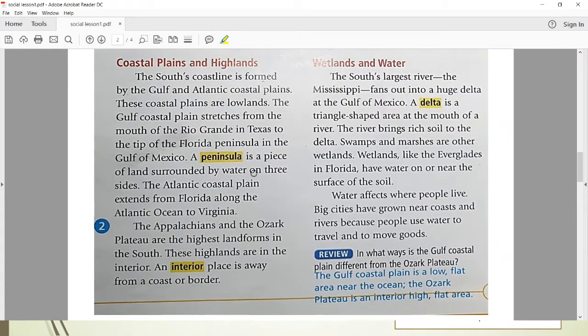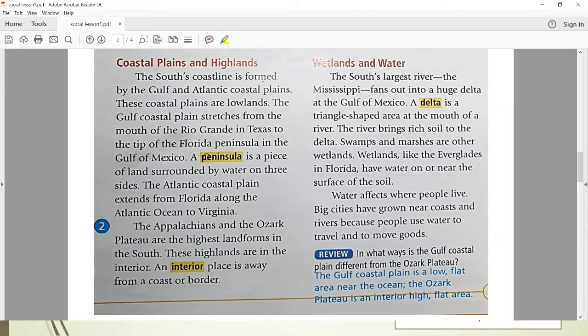Alright, here. Now, coastal plains and highlands. We discussed before coastal plains. And coastal plains are the flat land near the coast. So near the sea, near the ocean. So the South's coastline is formed by the Gulf and Atlantic coastal plains. These coastal plains are lowlands. So lowlands, which means the land is low and it's flat. It's not a mountain, it's not a hill, it's lowland. The Gulf coastal plain stretches from the mouth of the Rio Grande in Texas to the tip of Florida Peninsula in the Gulf of Mexico.